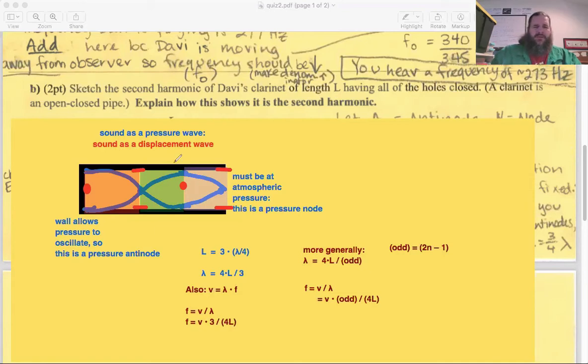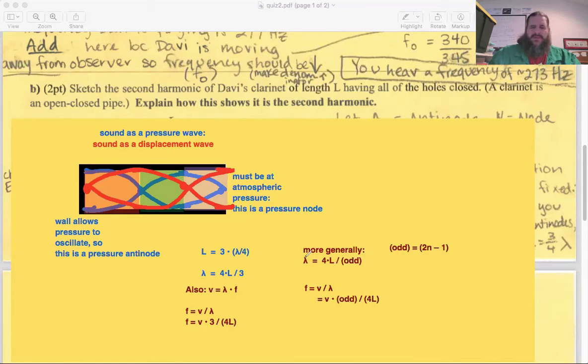But then what the wave would look like would be something like this: node to antinode, node to antinode, to node to antinode. And we still have 3/4 wavelengths. So regardless of whether you draw it as a pressure wave or a displacement wave, that's going to flip which ones you're calling nodes and which ones you're calling antinodes. But you still get the same overall pattern, and you still get the same equation.